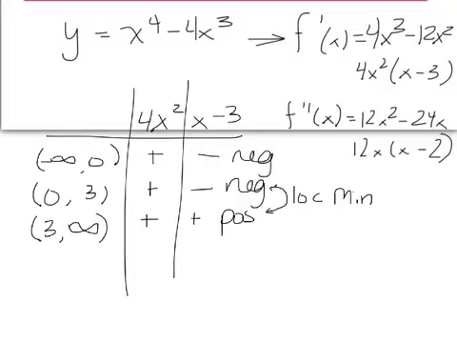What is our local minimum? Well, you substitute it into the original equation and you get 81 minus 108. What do you get? 81 minus 108 is negative 27. Thank you very much. So now we have our local minimum.